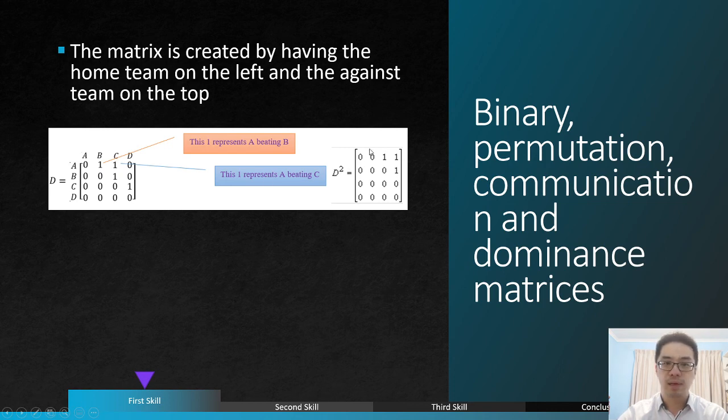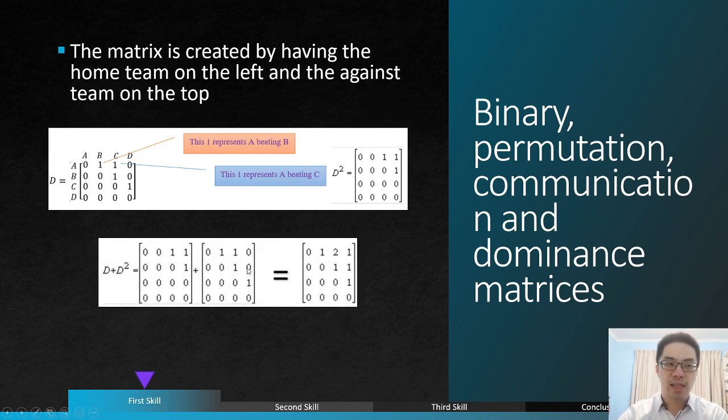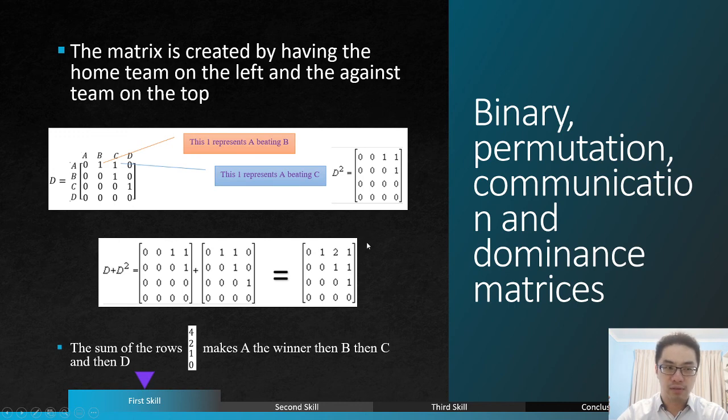This is the D squared matrix. To get the D squared matrix, you just need to square this matrix here. When you add the D and the D squared matrix, you'll get this matrix at the end, which we can also call T. The sum of the rows in this matrix tells us who is the winner.